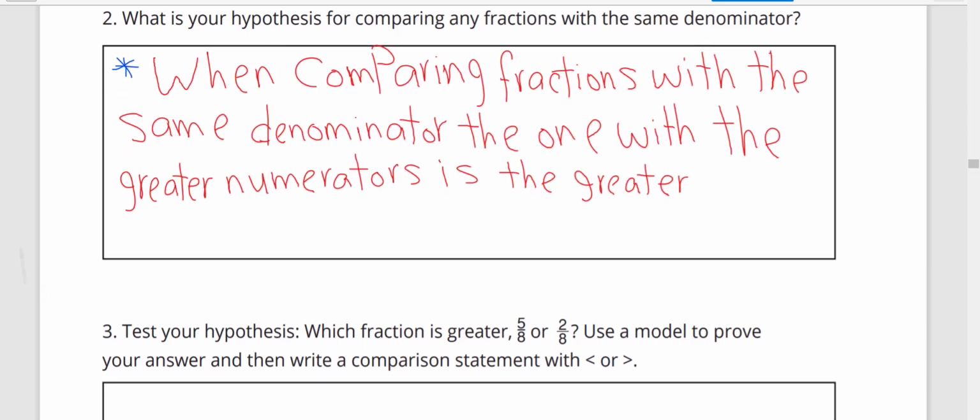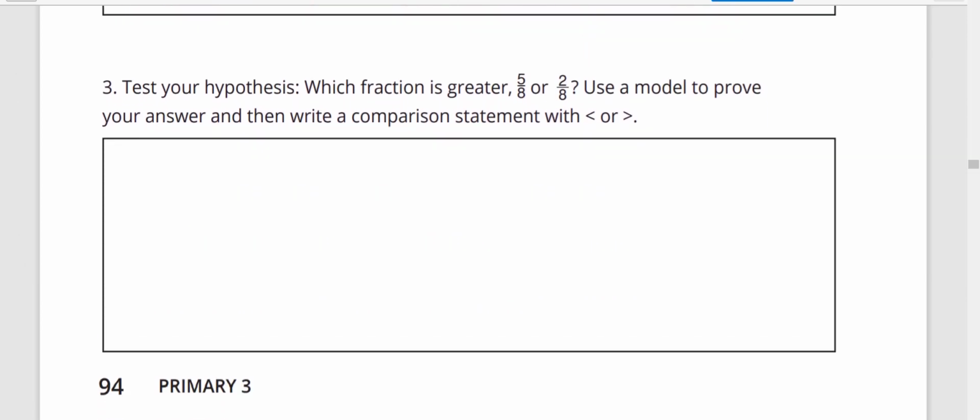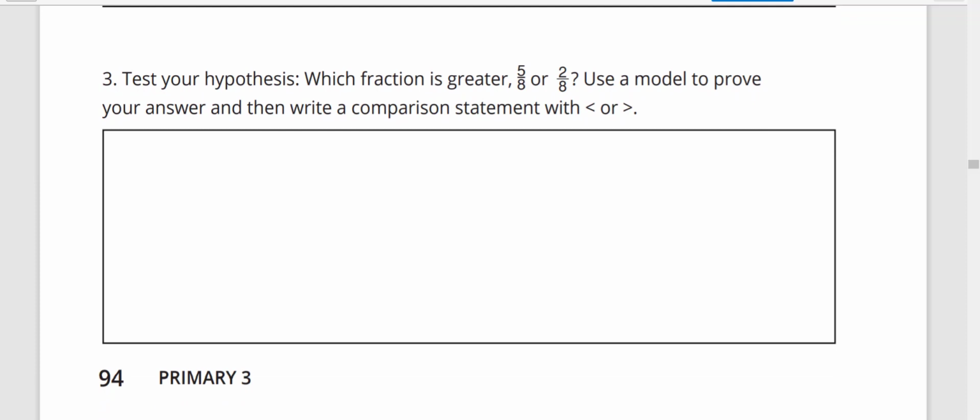Exercise number 3. Test your hypothesis. Which fraction is greater, 5/8 or 2/8? Write the two fractions, 5/8 and 2/8.